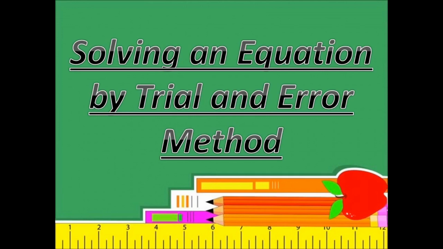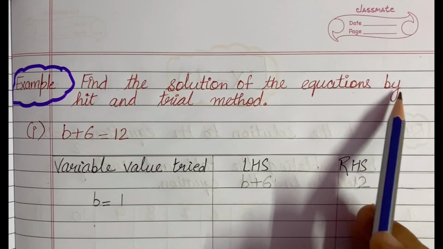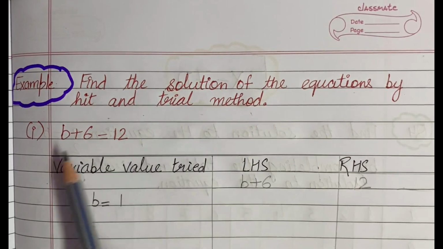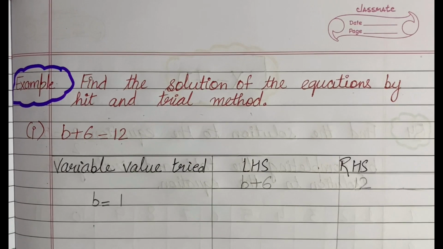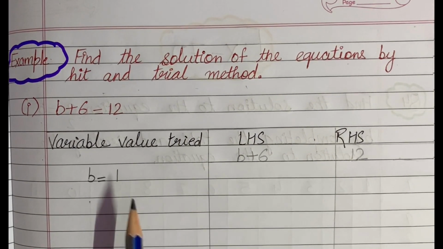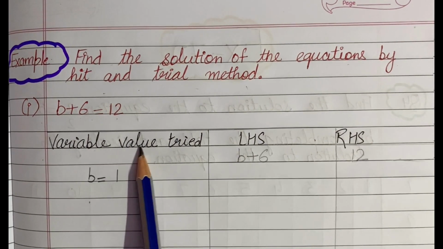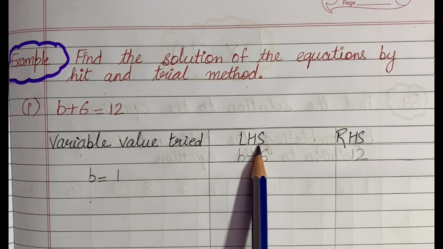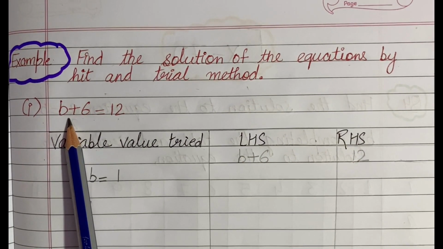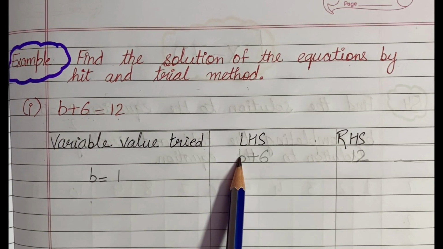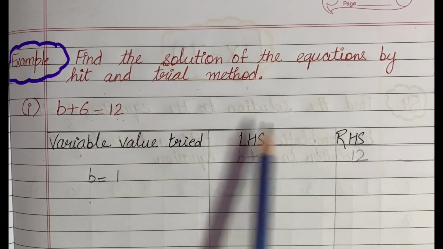So let's start. Now the example says that find the solution of the equations by hit and trial method. And the first part is b plus 6 equals 12. Now students, firstly we will make one table and divide this table into three parts. First part will be of variable value tried, and second is LHS and third is RHS. In LHS we will write down the expression written in the left hand side and that is b plus 6, and in the RHS we will write the expression written on the right hand side, that is 12.